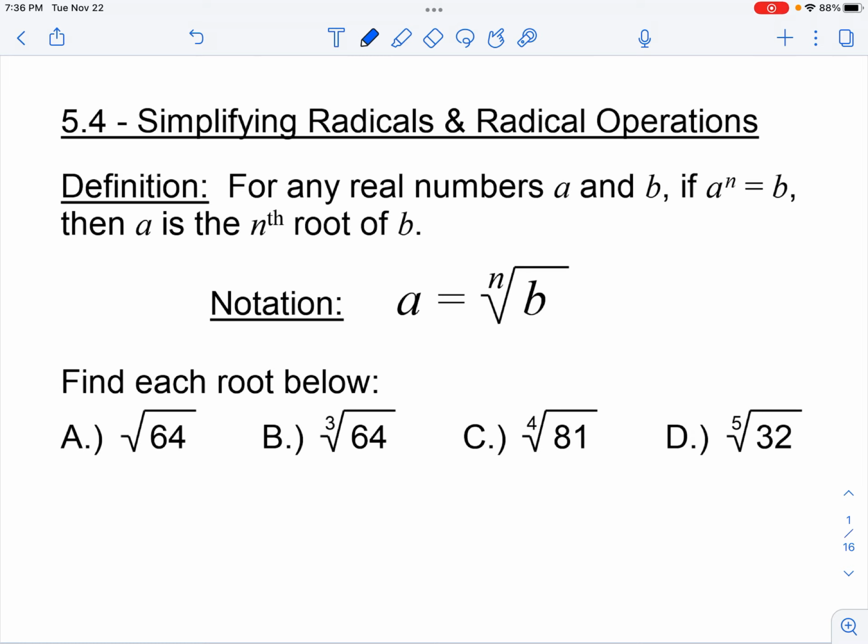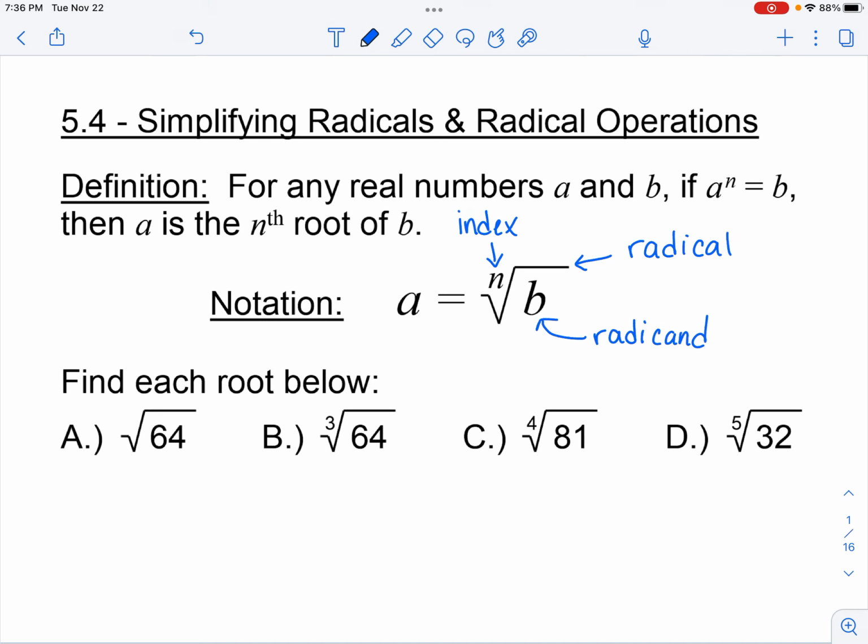Okay, little vocab for you. This n right here is called the index of the radical. So if it's a 2, it's a square root. If it's a 3, it's a cube root, and so on. Then the symbol itself is the radical symbol. And the expression inside, in this case the b, is called the radicand.